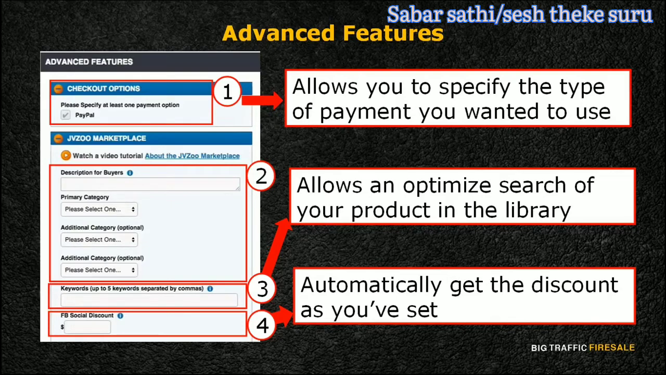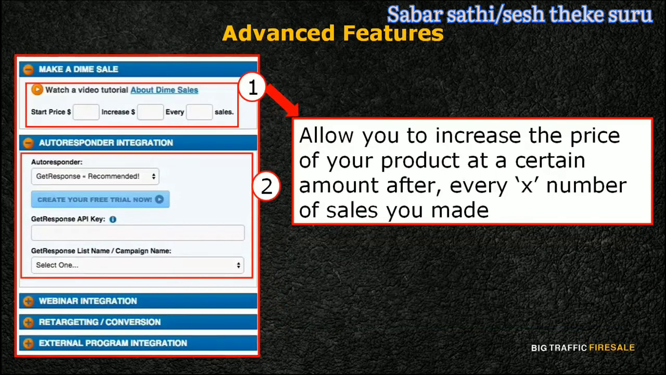Additionally, if you want to give your customers a discount for sharing your products on Facebook, you may do so in the FB Social Discount. The amount is entirely up to you. The customers that share this will automatically get the discount as set by JVZoo. In the Make a Dime Sale box, this option will allow you to increase the price of your product at a certain amount after every X number of sales you make.